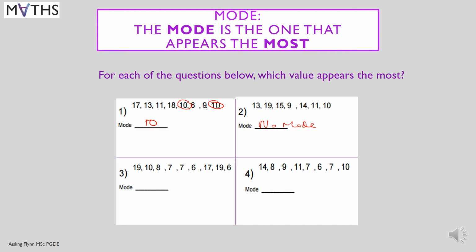If we look at question 3, we have two 7s, but also two 19s. So in this case there are two modes, 7 and 19. We quote both of them, and in the last one the only number that's repeated is 7. So the one that appears the most is the mode.